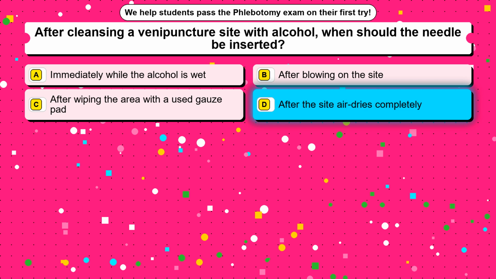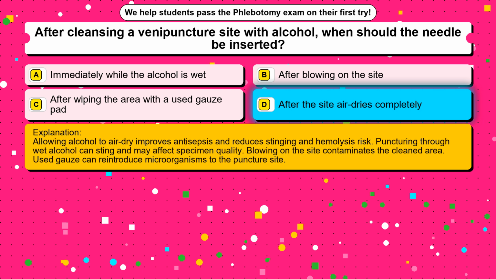The correct answer is option D, after the site air dries completely. Allowing alcohol to air dry improves antisepsis and reduces stinging and hemolysis risk. Puncturing through wet alcohol can sting and may affect specimen quality. Blowing on the site contaminates the cleaned area. Used gauze can reintroduce microorganisms to the puncture site.